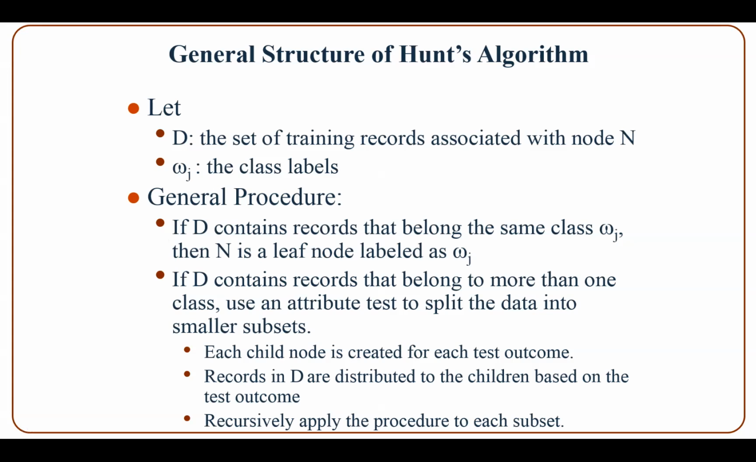If D contains records that belong to more than one class, use an attribute test to split the data into smaller subsets. Each child node is created for each test outcome, and records in D are distributed to the children based on the test outcome, and then recursively apply the procedure to each subset.